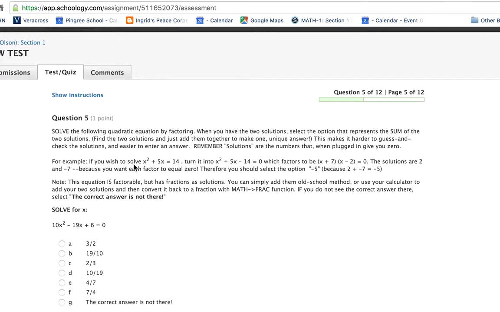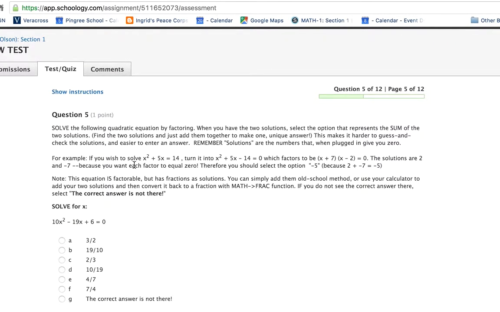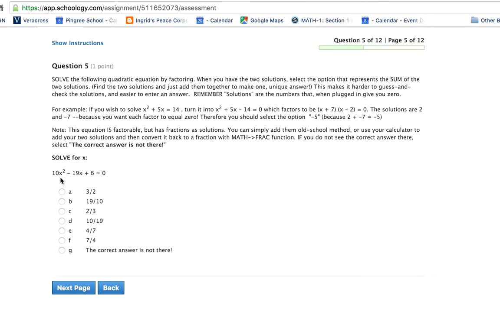Okay, solve the following by factoring when you have the two solutions. All right, so this is a box method one. This is going to be a little bit tougher. Maybe I can talk my way through it. The box method works by multiplying the first term times the last term. That gives me a positive 60x squared.